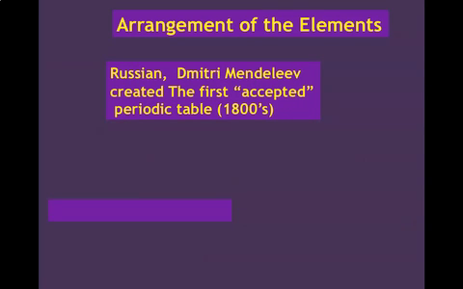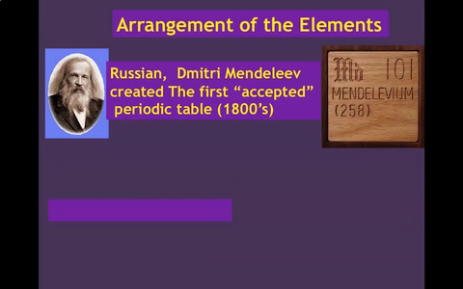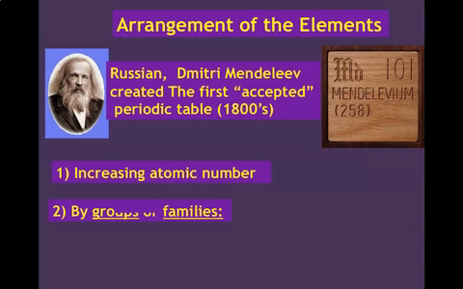Okay, so Dmitri Mendeleev created the first accepted periodic table in the 1800s. He has element 101 named after him, Mendelevium. Now, though, we go by increasing atomic number thanks to Moseley, and we also know that they're arranged by groups or families, and those are the columns, which is up and down vertical.